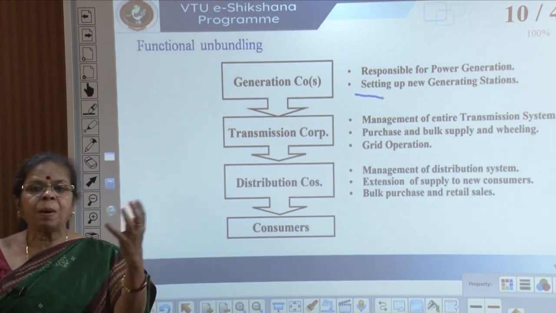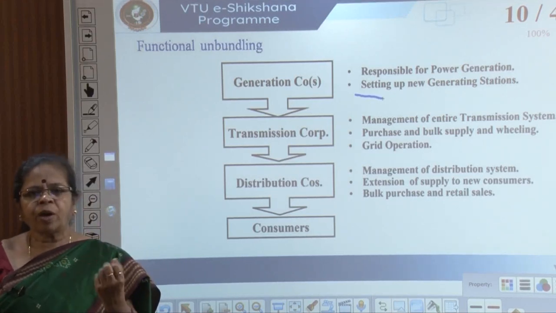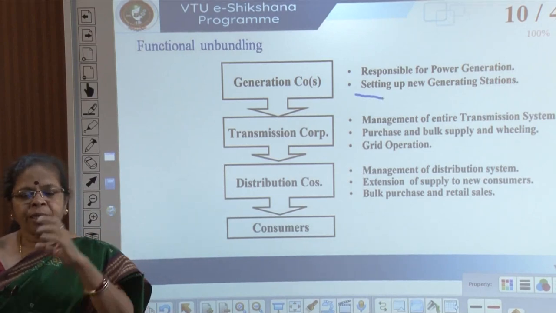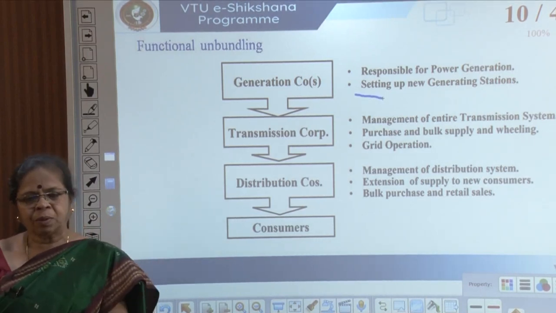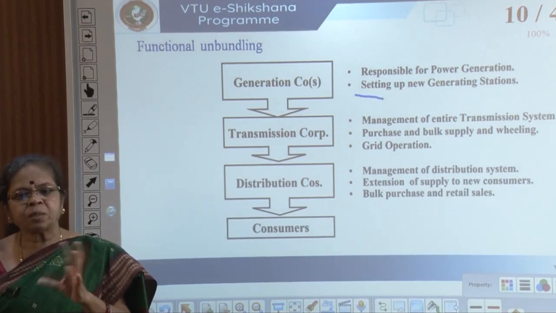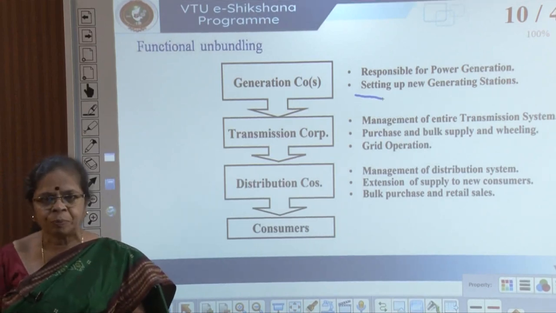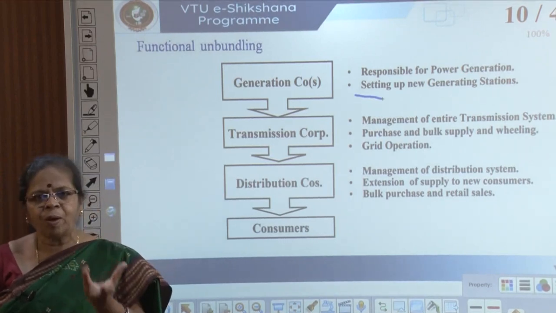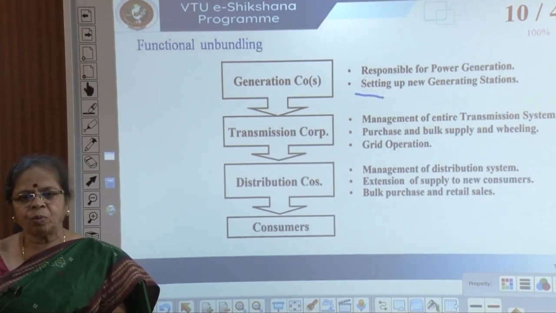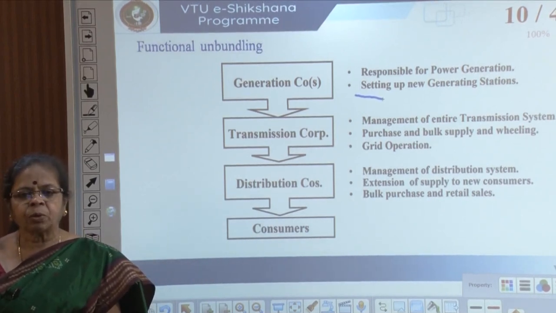And if any bulk power has to be purchased, say the state of Karnataka wants to borrow power from Tamil Nadu or vice versa, or Karnataka wants to supply power somewhere there is a deficit, all this management of bulk power supply and wheeling is handled. Wheeling means transferring power from one area to another. And the grid operation, all this is maintained by the transmission companies.